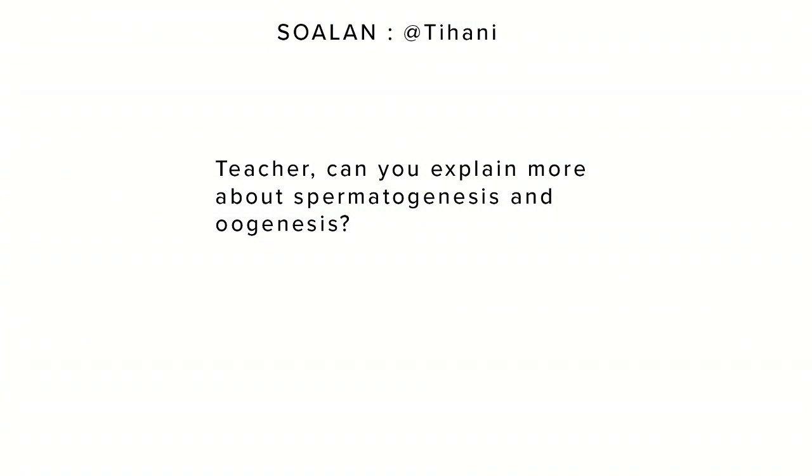When compared to oogenesis, you must know, number one, spermatogenesis is to produce sperm for boys. It occurs in the testis. To be more specific, spermatogenesis occurs in the seminiferous tubule of the testis. And then oogenesis means the ovum production. For oogenesis, the answer is it occurs in the ovary.